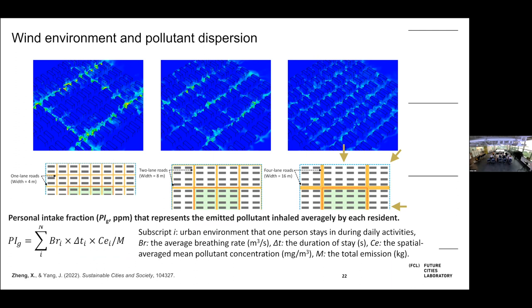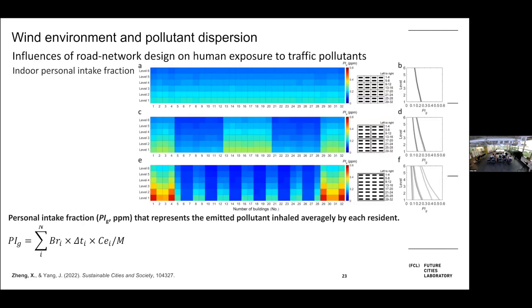So actually, it's a dimensionless quantity calculated by this equation, which involves the data of residential behavior, like how long they spend time on the road network or outside space or indoor space. And then we calculate the personal intake fraction of the 35 buildings within the area of interest. The results are presented from level 1 to level 6 because our building has 6 floors.